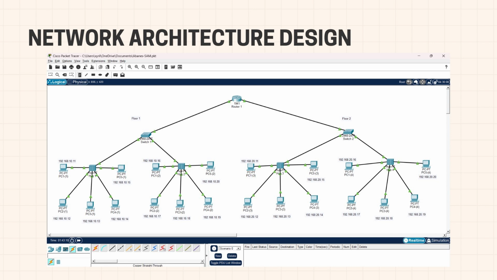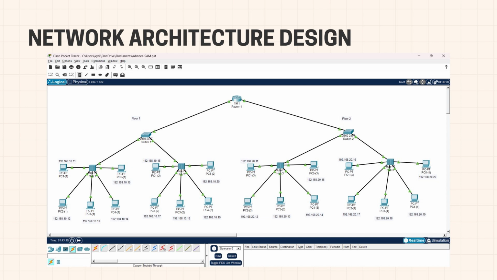For floor 2, I use another subnet, 192.168.20.0. The PCs have IP addresses like 192.168.20.11, 192.168.20.12, and 192.168.20.13. Their default gateway is 192.168.20.1. Each floor has its own switch, and the PCs are connected to hubs or switches on their respective floors.